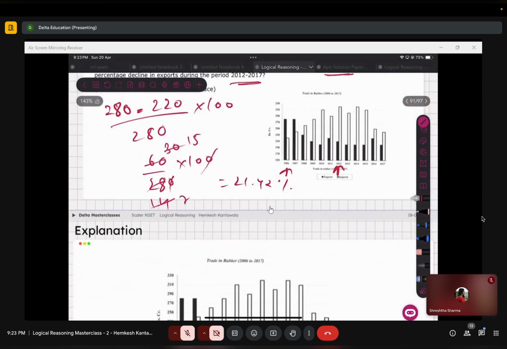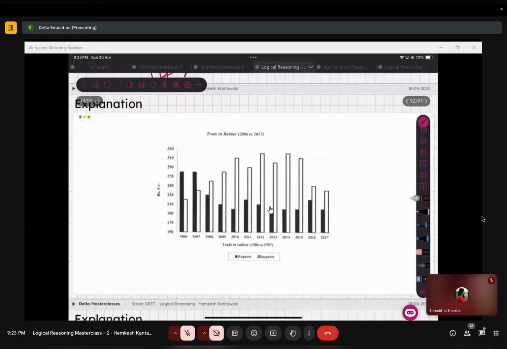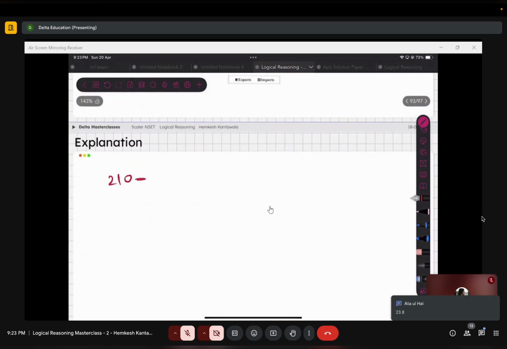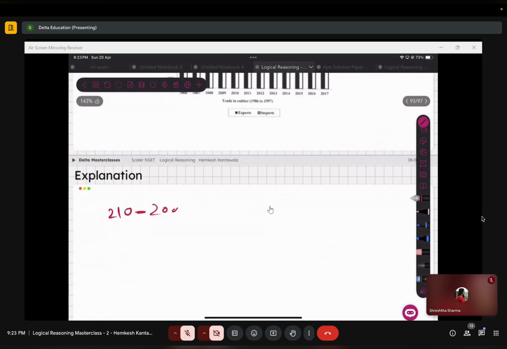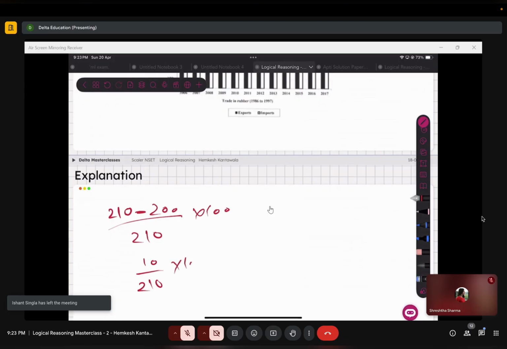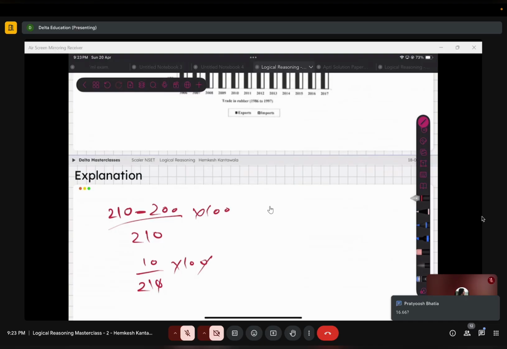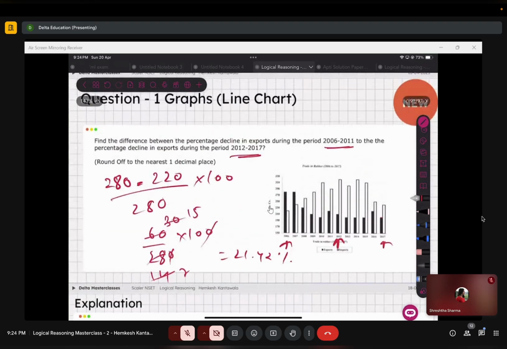Exports in 12 is 210. It is 210. Exports in 2017, if we see this, it is 200. So 210 minus 200 upon 210. We would get this as this. We solve it further. 10 by 21, if we do this, we get 0.476 times 10, which is 4.76. Correct?